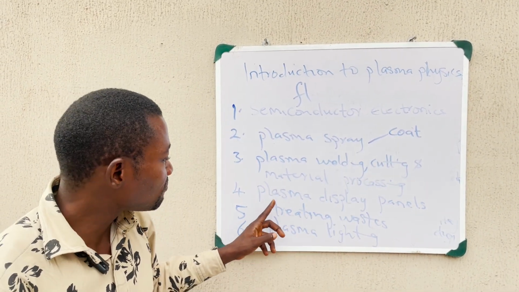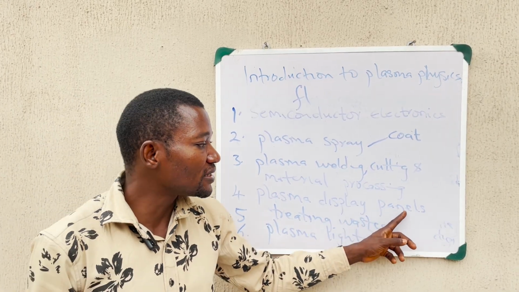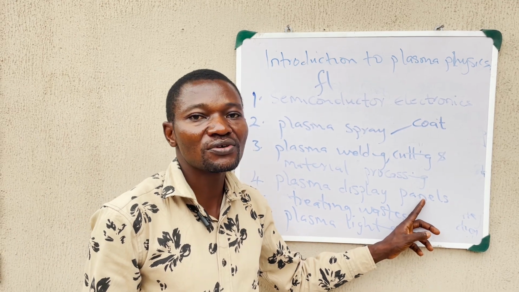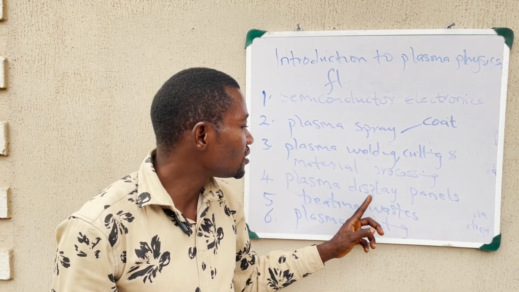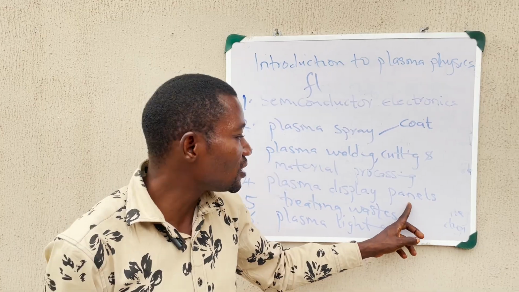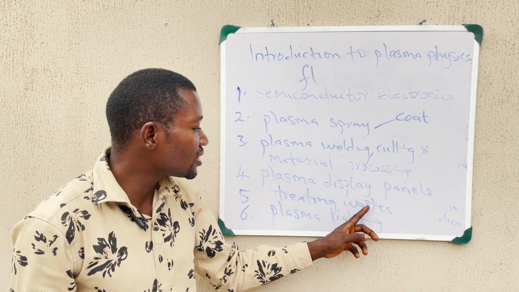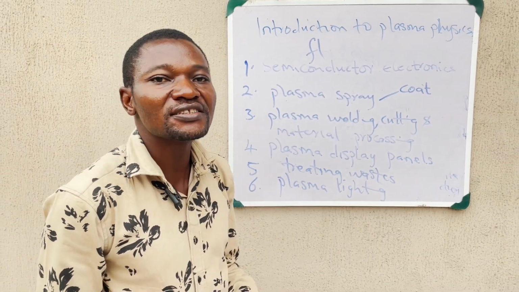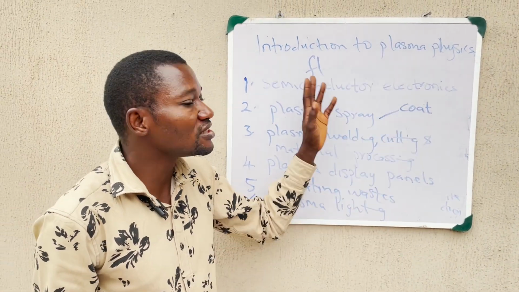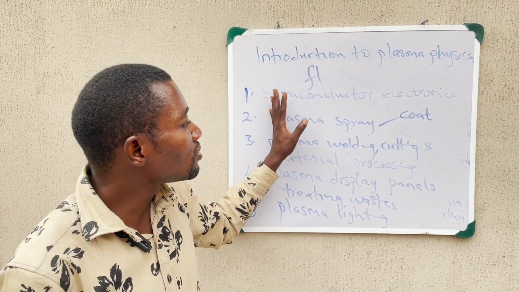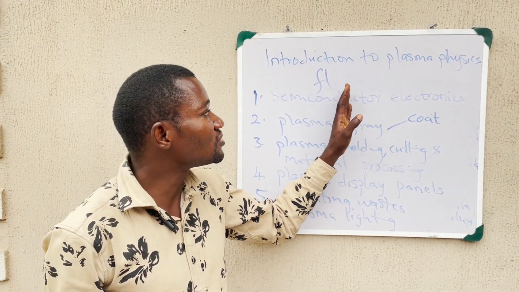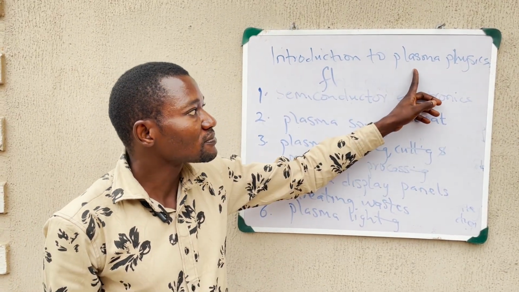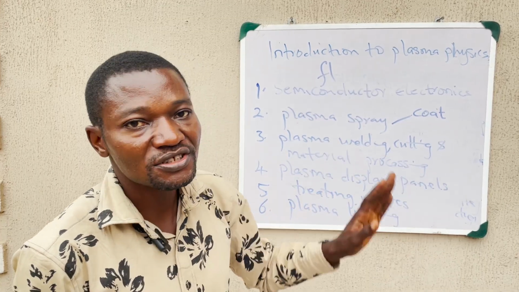Plasma welding, cutting and material processing, we also have application of plasma there. Then the plasma display panel. These days, the cathode ray television is going into extinction because of the introduction of the plasma display panel. We also have treatment of waste. Plasma also has its application there. Then, as earlier mentioned, in the lighting system, different lighting systems, the fluorescent, the mercury lamp, all of them are the order of the day now as a result of what? Application of plasma. So plasma is very good, and the application is everywhere.